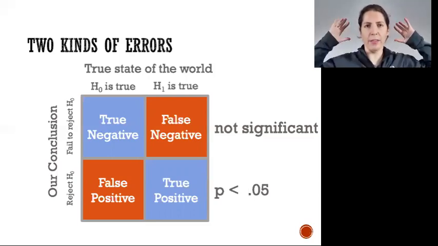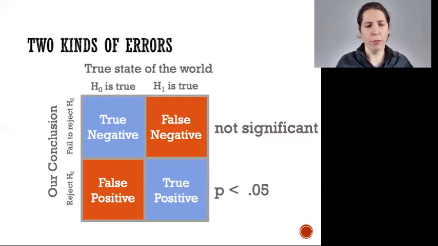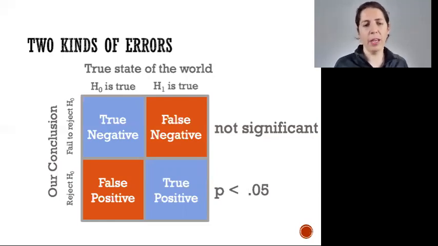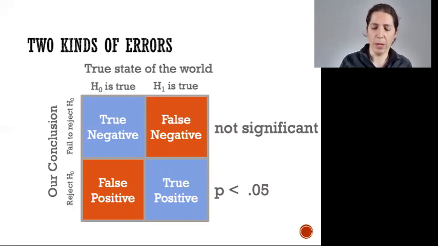So if we had this all-knowing view of the world, we could know when we're making a false positive or false negative error. But as it stands, as mere humans, we can't know that. We just know which error we're at risk of making. So if we're in the top row, we're at risk of making a false negative error. If we land in the bottom row, we're at risk of making a false positive error.